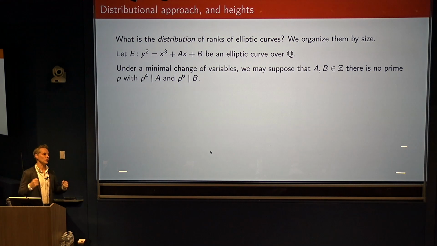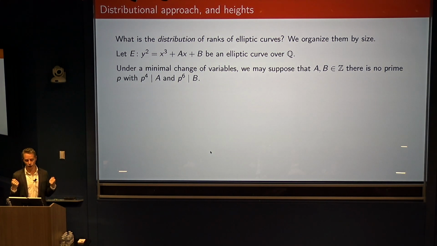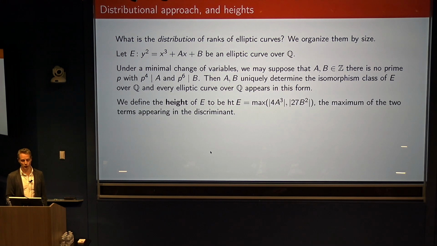So what that boils down to, under this weighted homogeneous action of the primes, is that you ask that a and b be integers, but there's no prime p such that p to the fourth divides a and p to the sixth divides b. Once you do that, these integers a and b uniquely determine the isomorphism class, and every elliptic curve appears in this form. So you can almost forget about the elliptic curves from this point of view, and just think about pairs of integers a and b with this slightly more interesting GCD condition. With those, it's reasonable then to decide that the height of the elliptic curve, or its size, is basically the size of a and b.